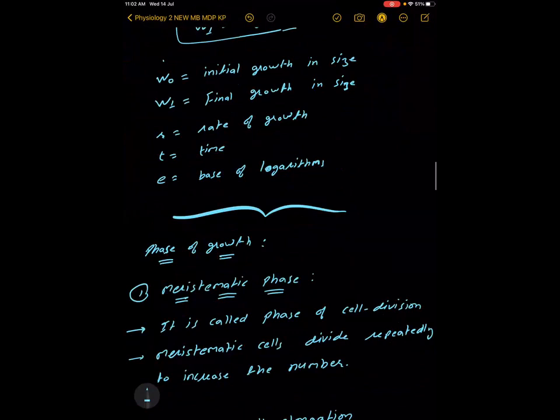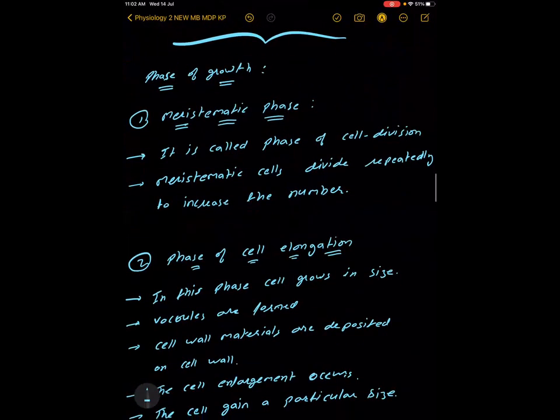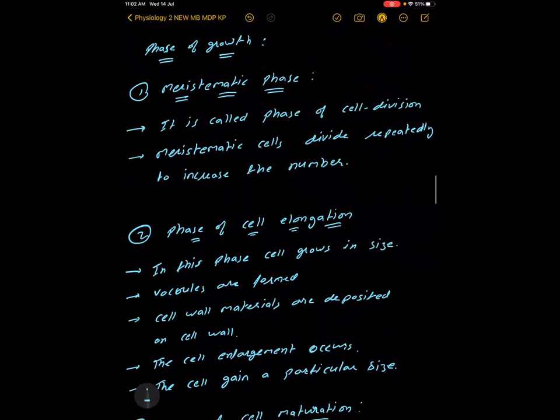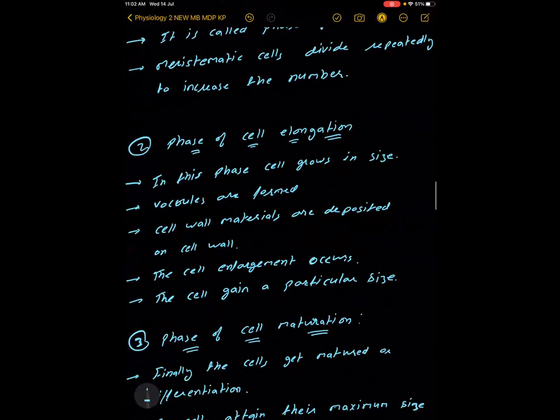Now phase of growth. As you know, this is the phase of division, the meristematic phase. Here all cells divide continuously, they multiply continuously to increase the number. That is called the meristematic phase. You can see this phase in the meristematic zone of the root. Fine. The tip of the root, you can say, after the root cap.